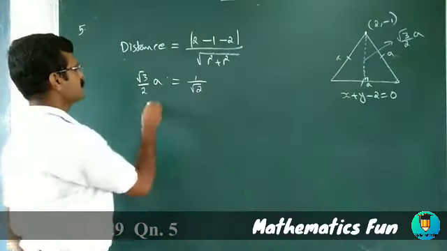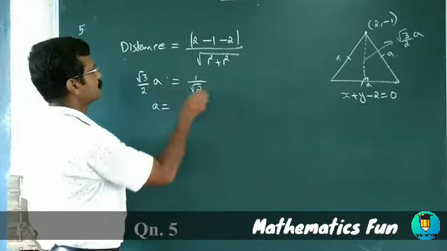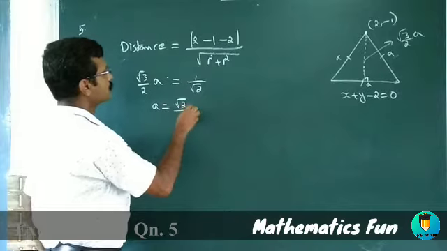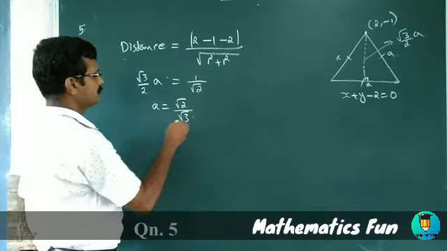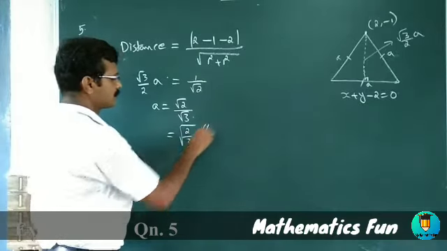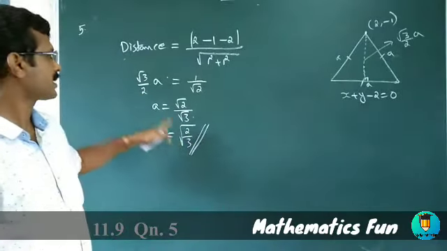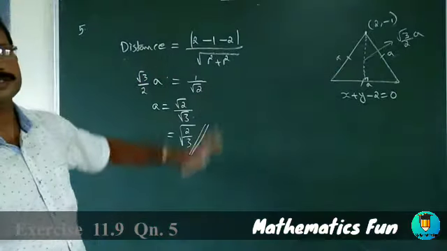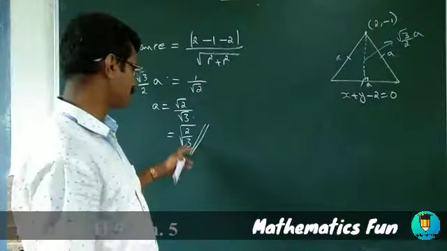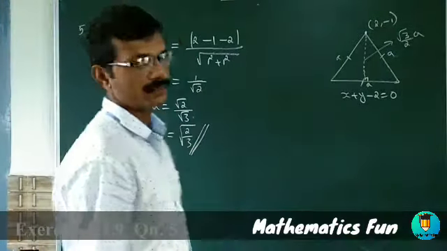Now if I simplify this, 2 will go up, so this root 3 will come down. So ultimately it will be root 2 by root 3, that is root 2 by 3. This is the side of the equilateral triangle. They are asking the question only to find the side of the equilateral triangle. So the side is root 2 by 3.